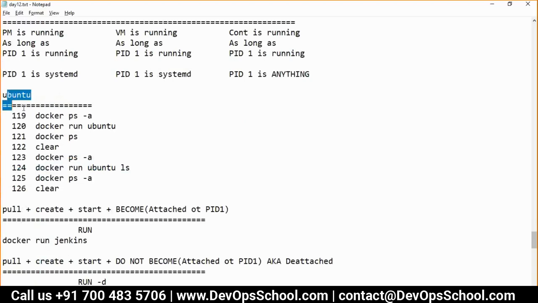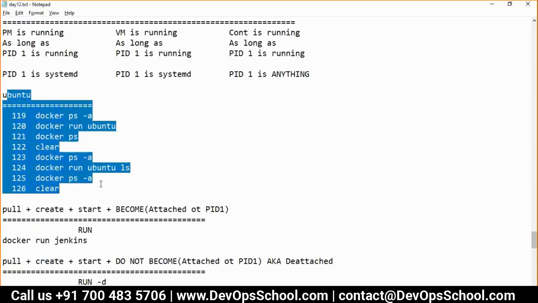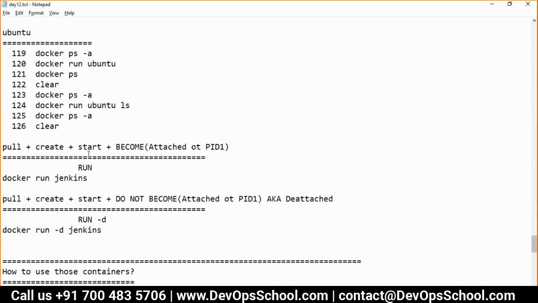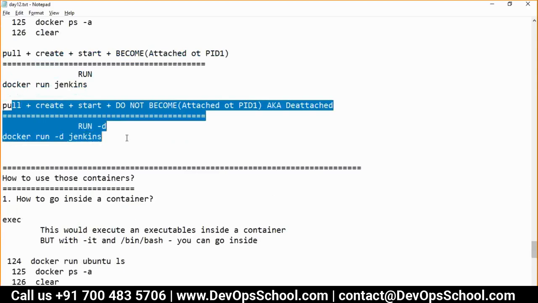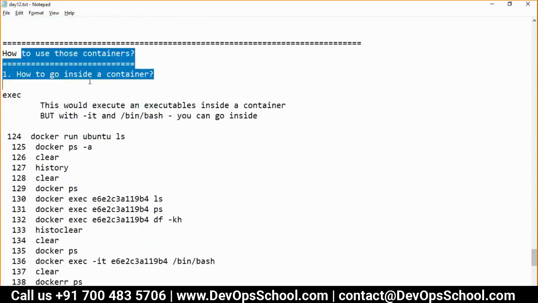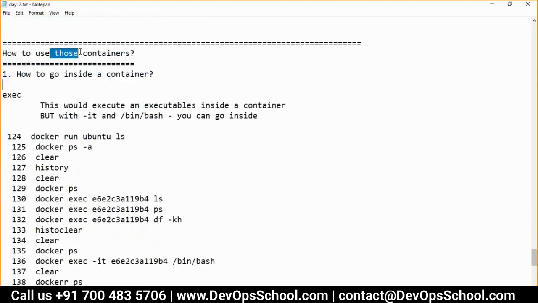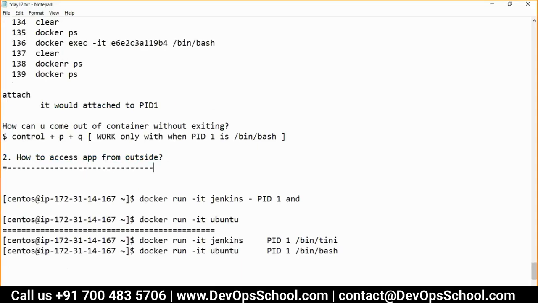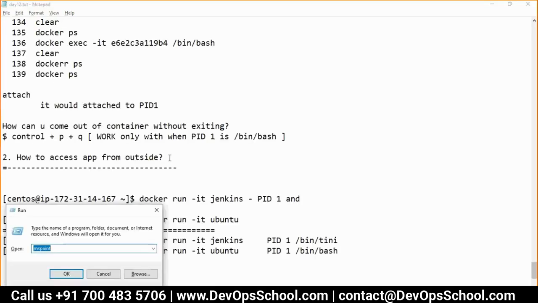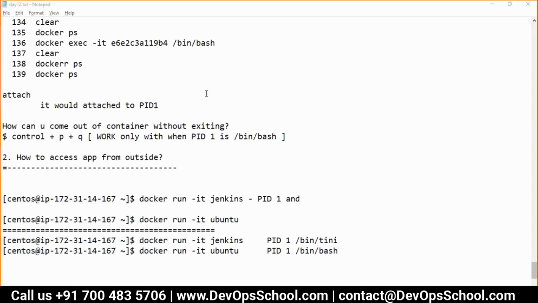Now, this is the way to work with Ubuntu. Just to prove this concept: run behavior, then run -d behavior, then how to use containers. There's how to go inside a container, exec, how to attach to a container, PID1, and then last, how to access the container from outside. This is the last topic. So how do we do that? So understand this way. You are trying to access from outside.